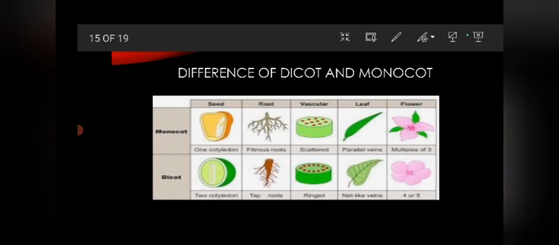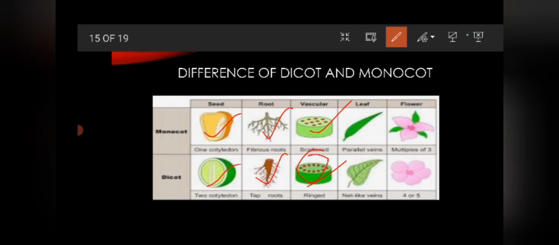In monocot the root is fibrous root, whereas here you can see only one cotyledon. Here 2 cotyledons. In monocot the root system is fibrous root system. So in dicot you can see the taproot system. You have already studied last year about the fibrous root system and the taproot system. So you know the difference, right? In the vascular bundles, it is scattered in monocot, whereas in the dicot it is a ring-like structure. You can see here it is arranged in the form of a ring.